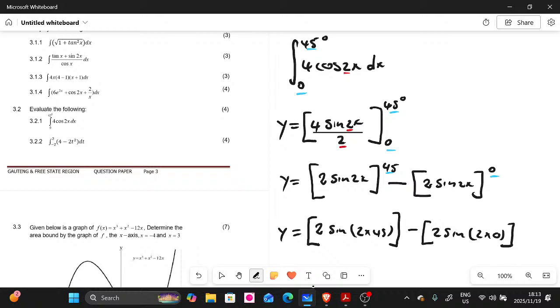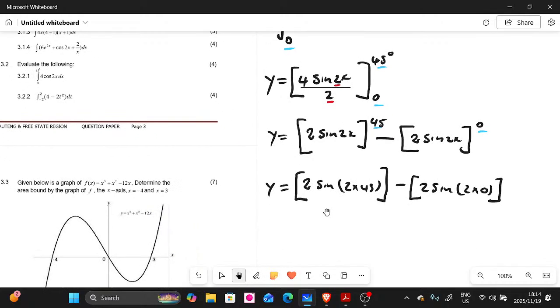Remember, on the second bracket is the lower limit. So let me create space and do some calculations there. We have y. So we have 2 sine 45 multiplied by 2, that is 90. Okay, 2 sine 90, that's going to give us 2 on this bracket.